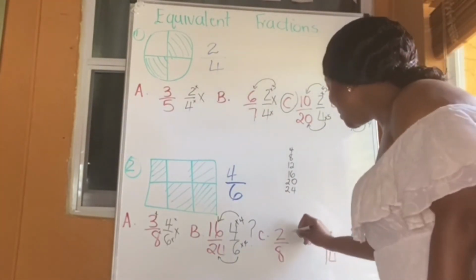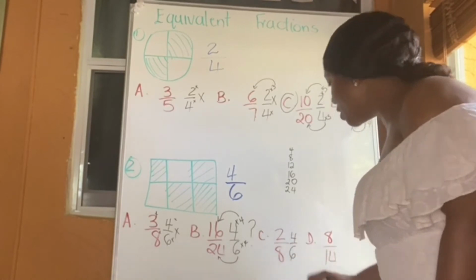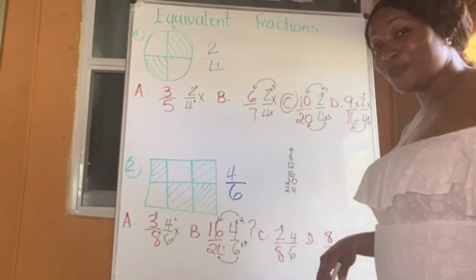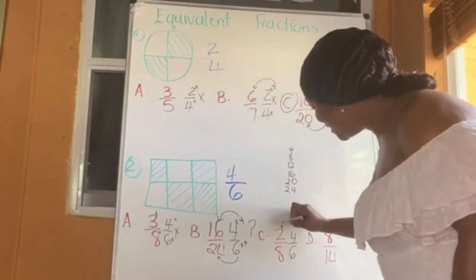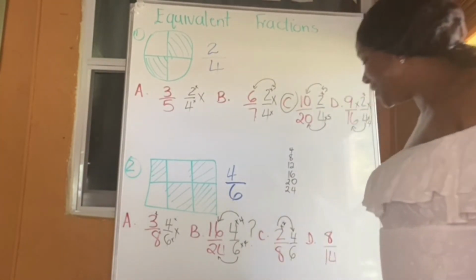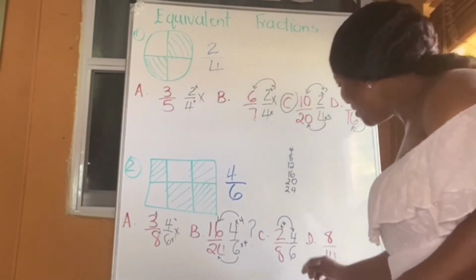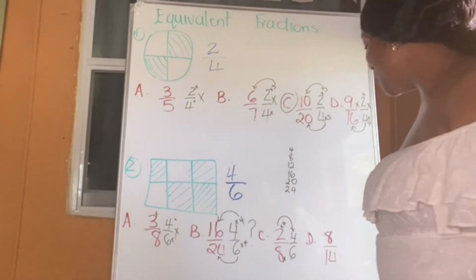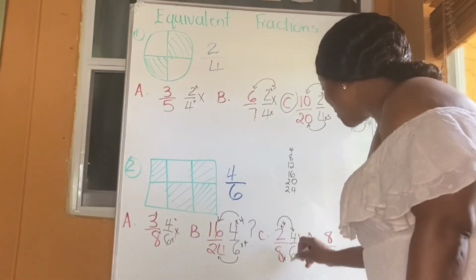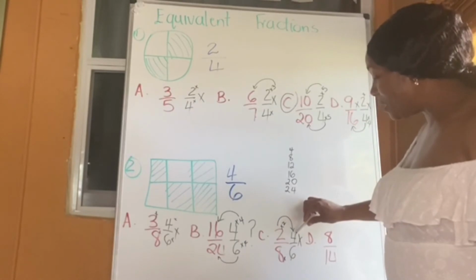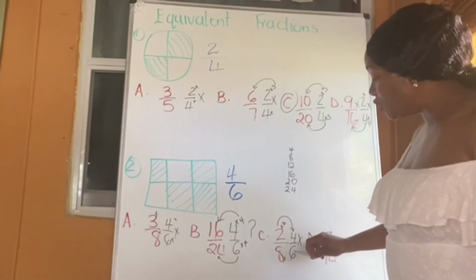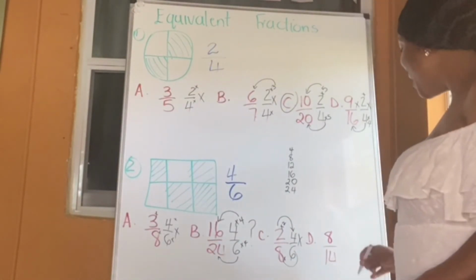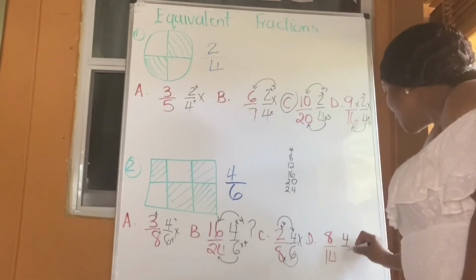Let's try C. So again, I'm putting my 4/6. Is there anything I could multiply by 2 to get 4? Of course, it is 2. So 2 times 2, that's 4. But is there anything I could multiply by 8 to get 6? No. So this is not correct, because there's nothing we could multiply by 4 to get 2, and there's nothing we could multiply by 6 to get 8. So that's definitely out. Last one, 4/6.